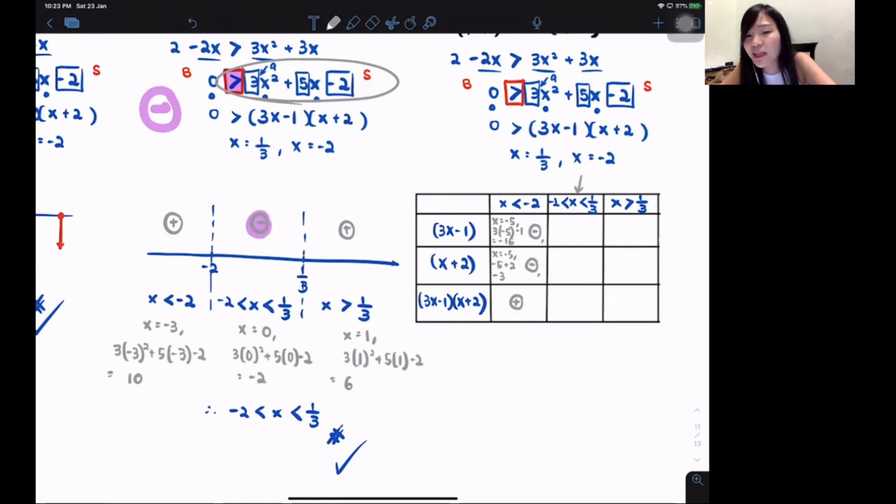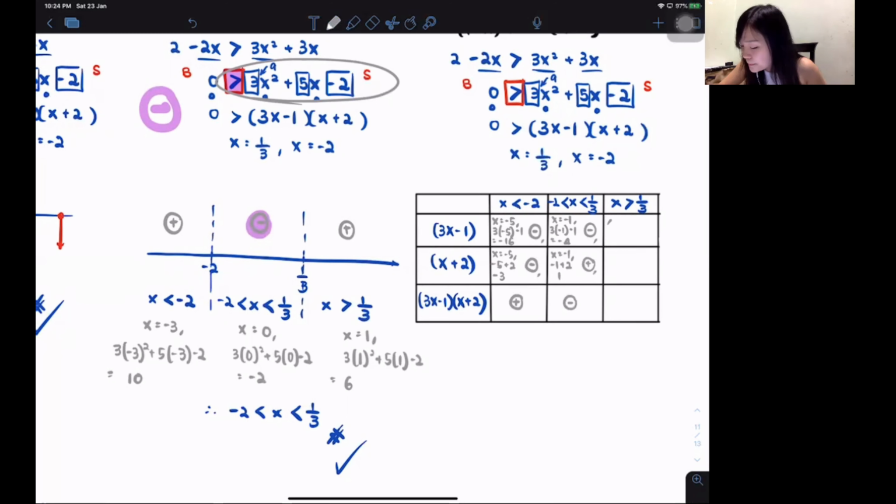Then how about this column? This column, bigger than negative 2, smaller than 1 over 3. Just now I substituted 0, right? This time I substitute negative 1. I just try to show you that a different number doesn't affect the answer at all, okay? So I hope all of you understand. If I substitute negative 1 and press the calculator, I get negative 4. Negative. Negative 1 plus 2, I get 1. It's positive. So negative, positive, negative.